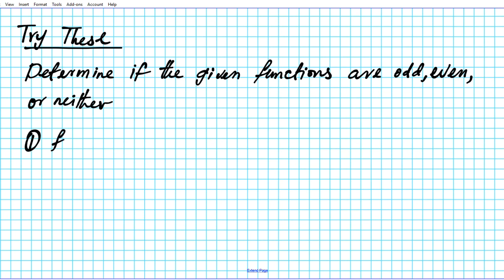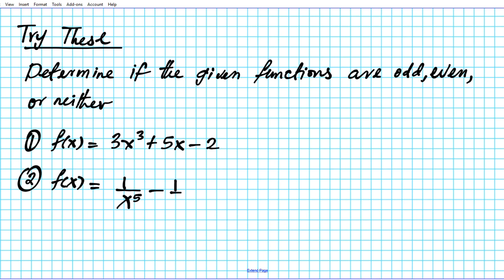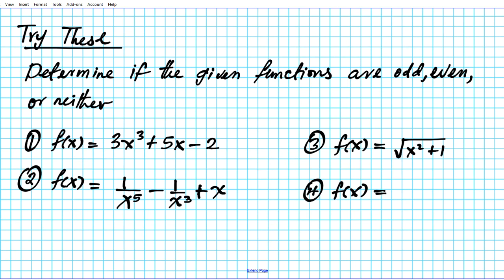Okay, number one, let's see, you have f of x equals 3x to the third plus 5x minus 2. Number two, let's say you have f of x equals 1 over x to the fifth minus 1 over x to the third plus x. Number three, what if you have f of x equals the square root of x squared plus 1. Number four, what if you have f of x equals the cube root of x plus 1 over x? Okay, so go ahead and pause this video and try out these problems. When you're done, click play and then you will see the answers.